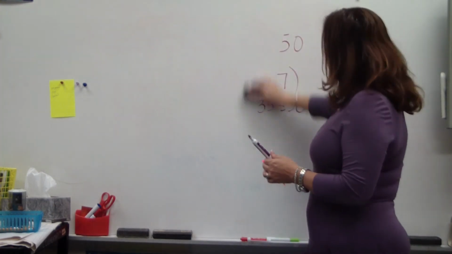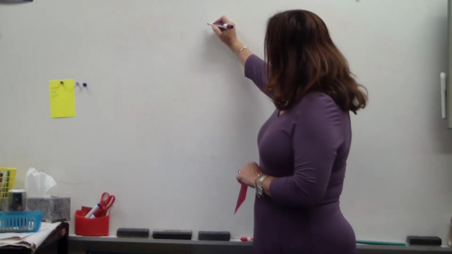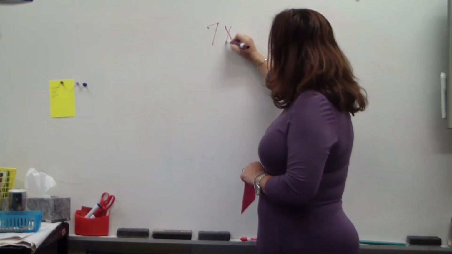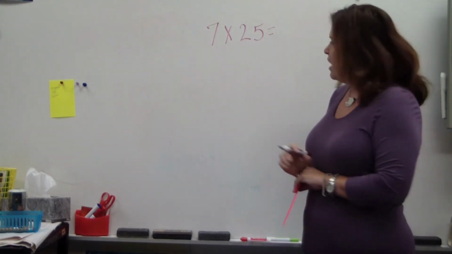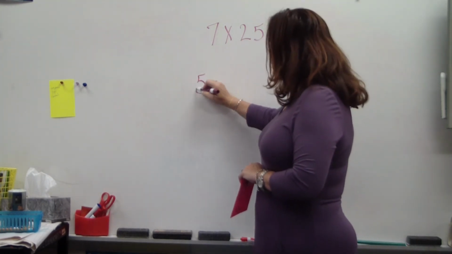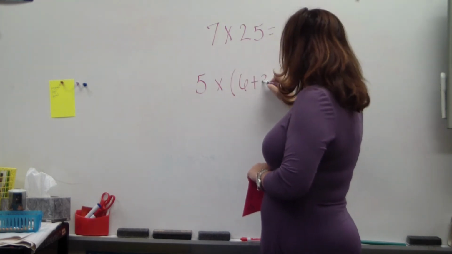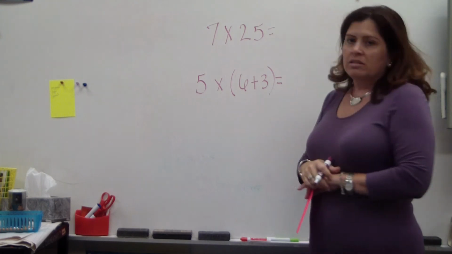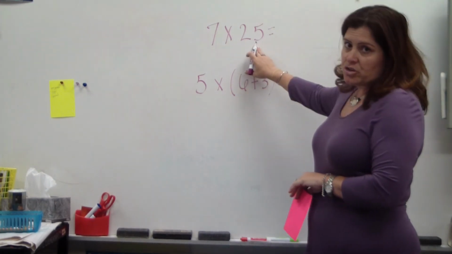I want you to try 2 on your own. I want you to do one like this. I want you to do 7 times 25, okay? And I want you to do 5 times 6 plus 3. Okay? I want you to try both of those on a scrap sheet of paper. Remember to use the distributive property.